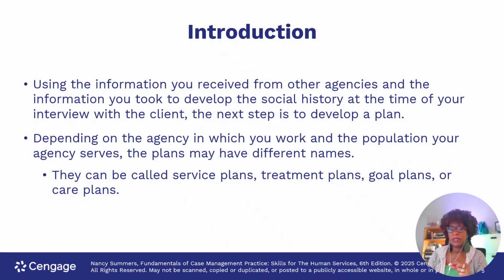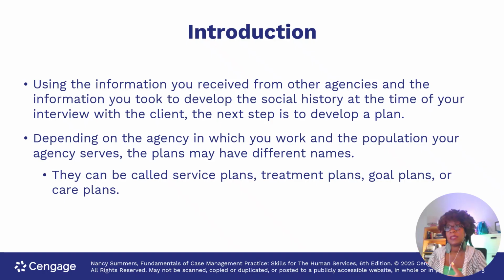So the introduction, once again, when we're talking about case management here, basically you're going to use the information received from other agencies and the information that you took to develop the social history at the time of your interview with the client. And once you do that, the next step is to develop a plan. Depending on the agency and the population, the plans have different names. They can be called a service plan, treatment plan, goals, whatever the case may be. When you get to the agency, you will see the paperwork that your agency requires to do this case plan.